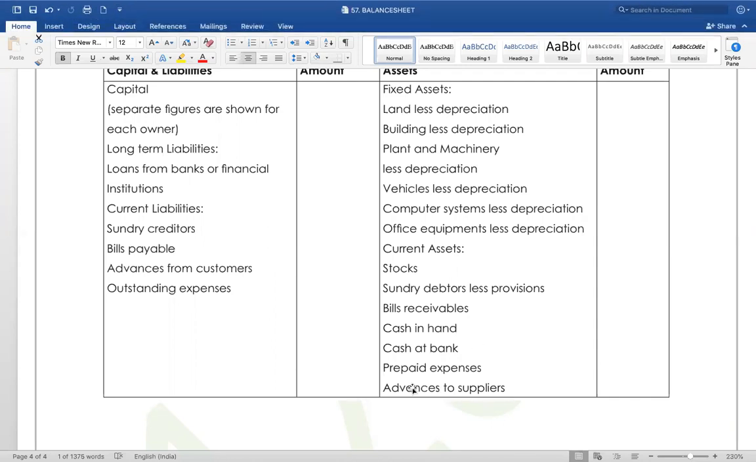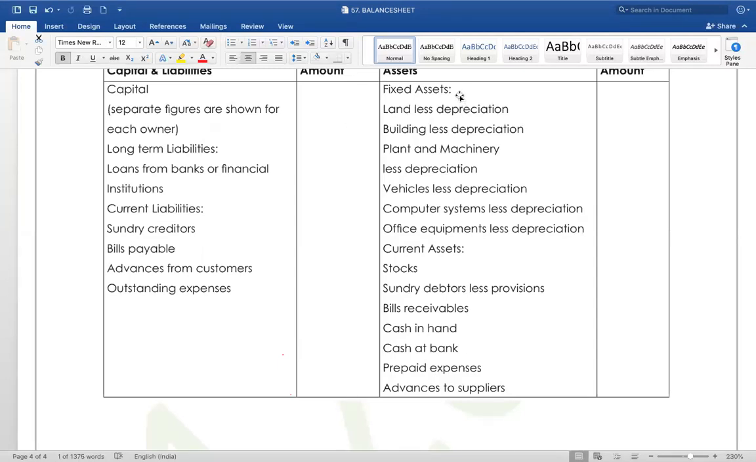Okay. The answer is that you cannot spend more than what you have. What you have is your own money, that is capital, and you borrowed from outside, from banks, from financial institutions, from friends, and you have availed some credit from your suppliers. These are all what you have.